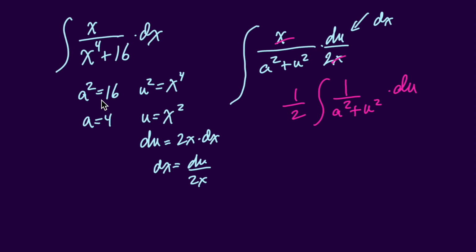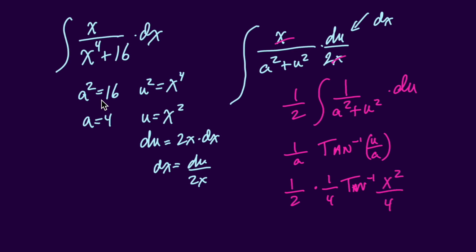Okay, our solution for inverse tangent, recall, is 1 over a inverse tangent u over a. So we're going to have 1/2, the original 1/2, times 1 over a, which is 4, inverse tangent of u, which is x squared, over a, which is 4, plus c, and then this part becomes 1/8, and the rest stays the same.